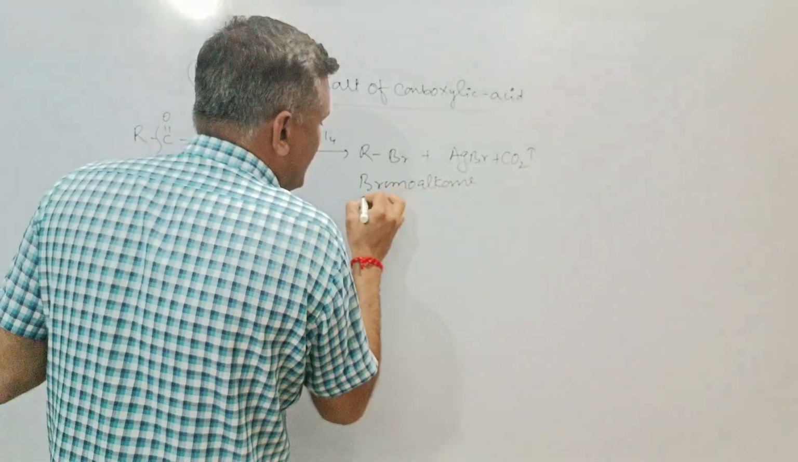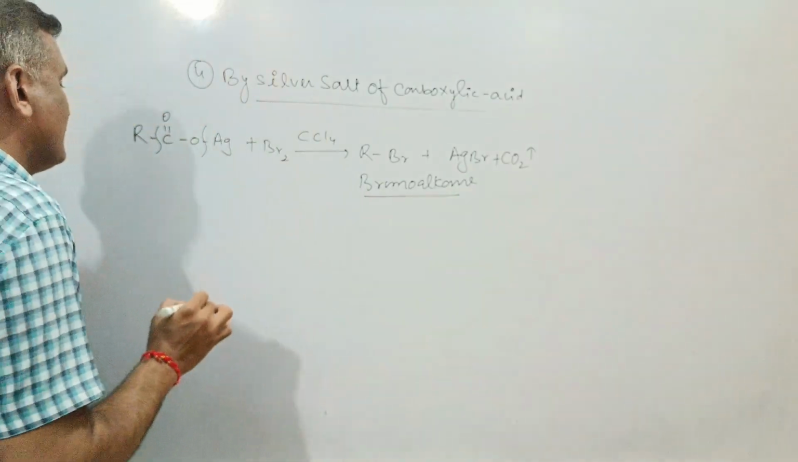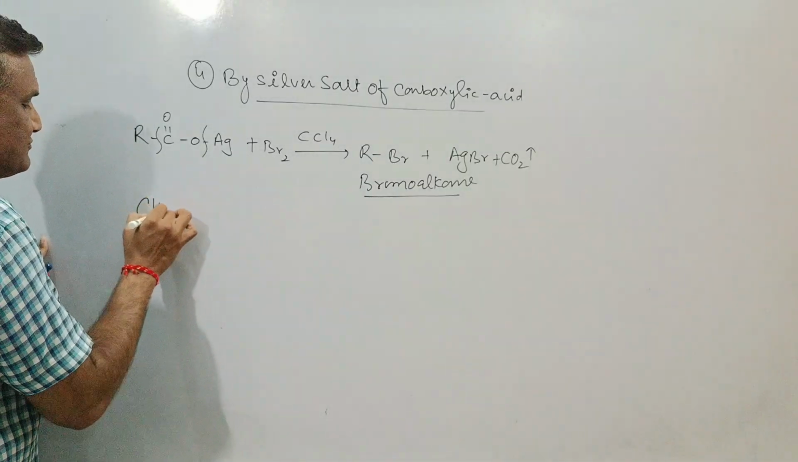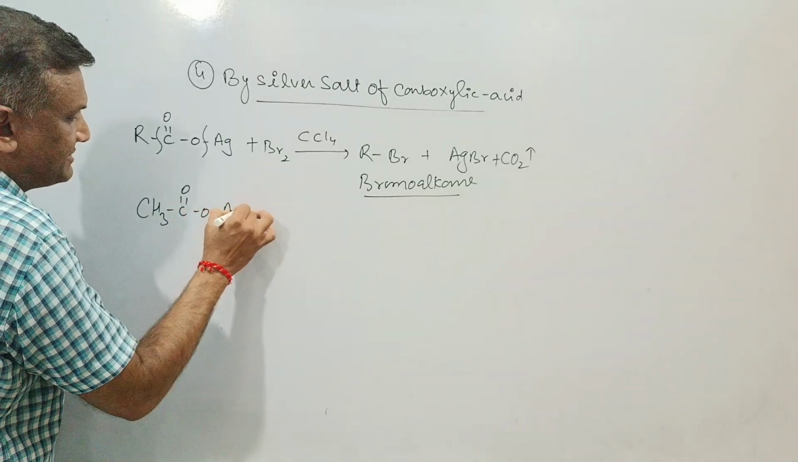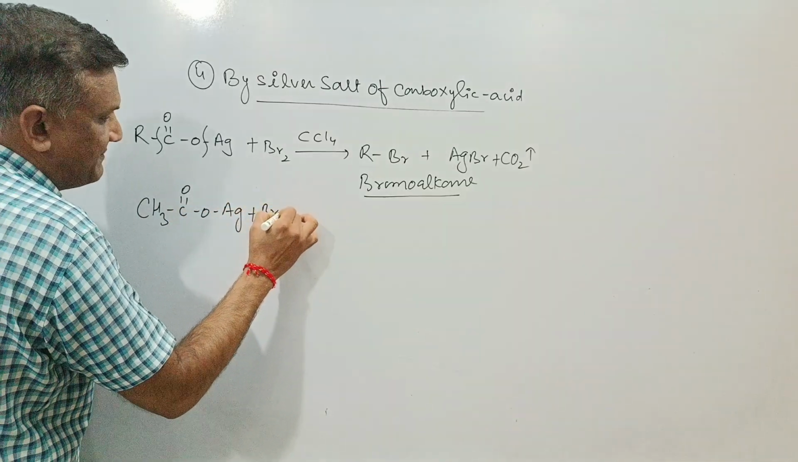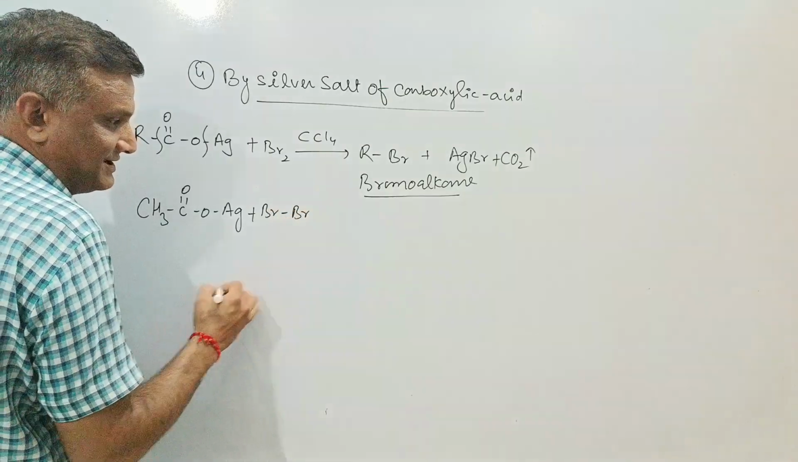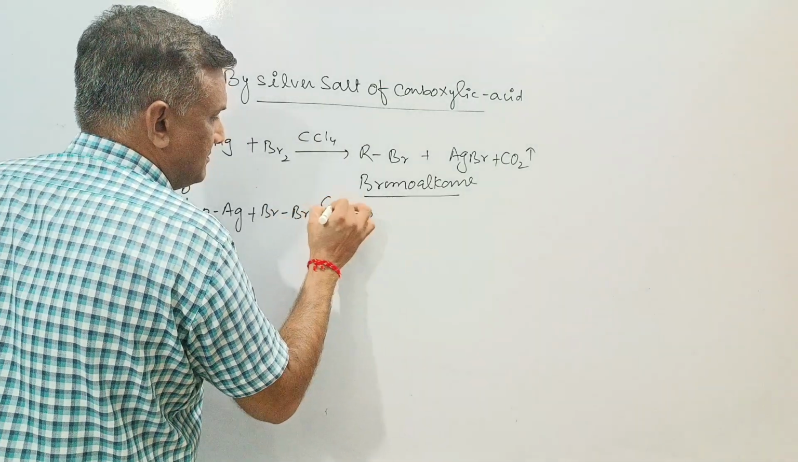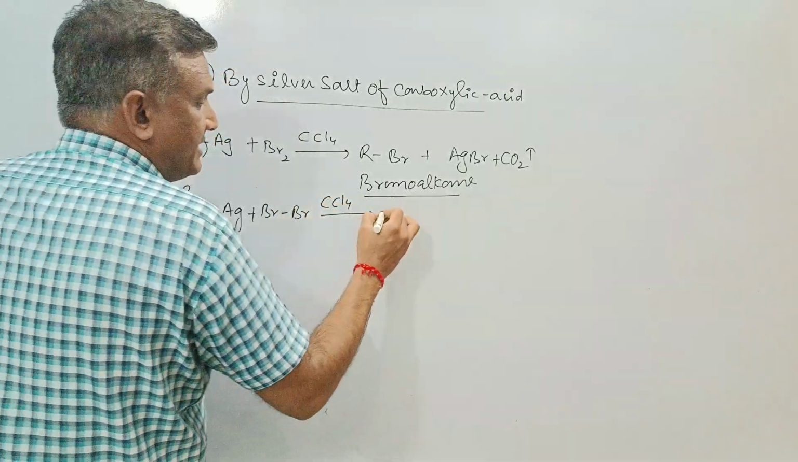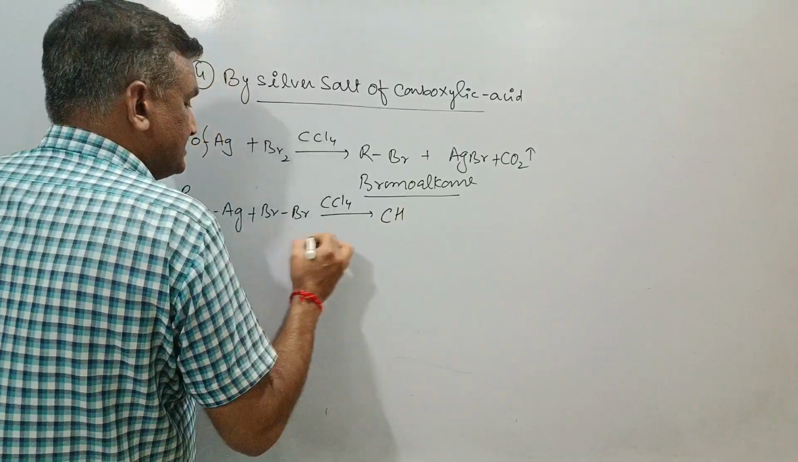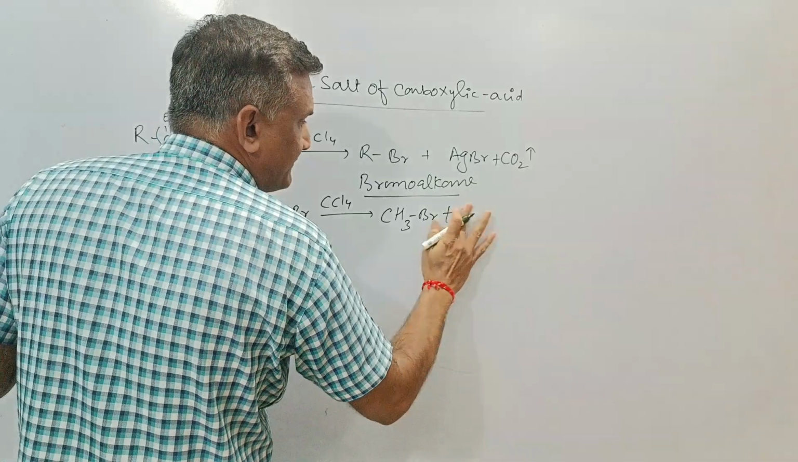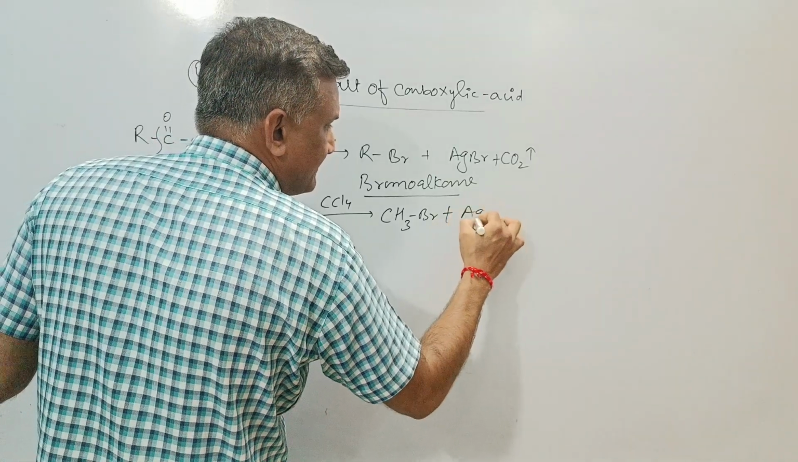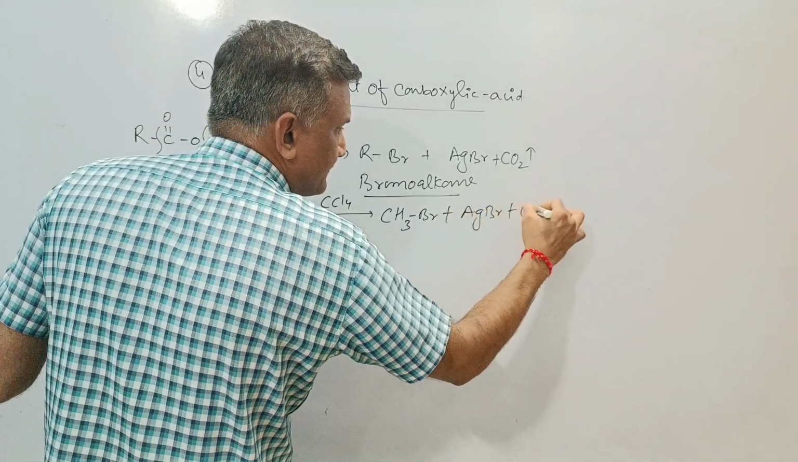Here there will be formation of bromoalkane. If we take R as CH3, I'm going to tell you why this is an important reaction. This is the Ag, this is the Br2. Could I write it as follows? This is the CCl4. Here is the formation of CH3Br with the release of AgBr and CO2.